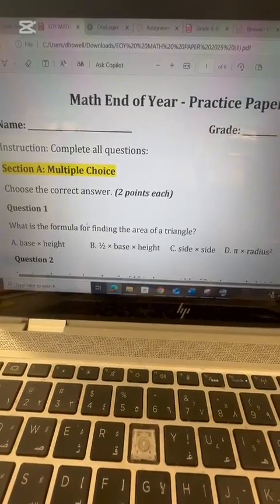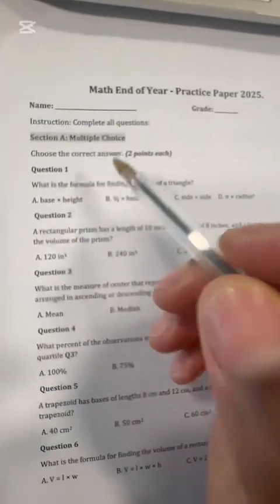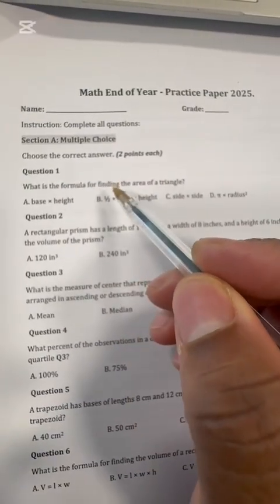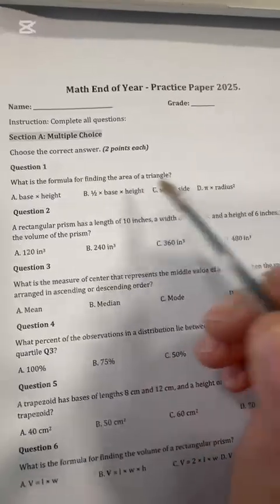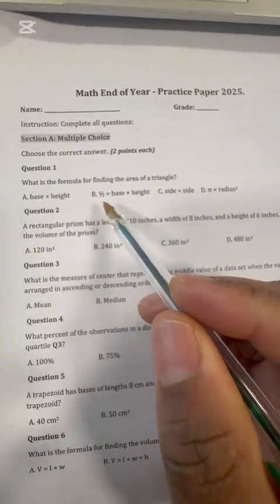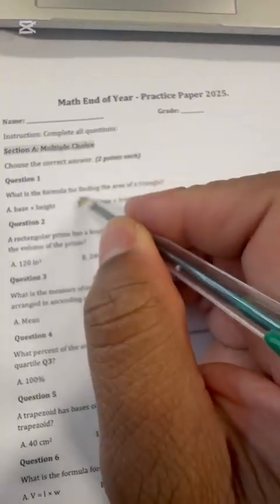Let's review together. Question number 1. What is the formula for finding the area of a triangle? The formula to find the area of a triangle is half base times height. Letter B.